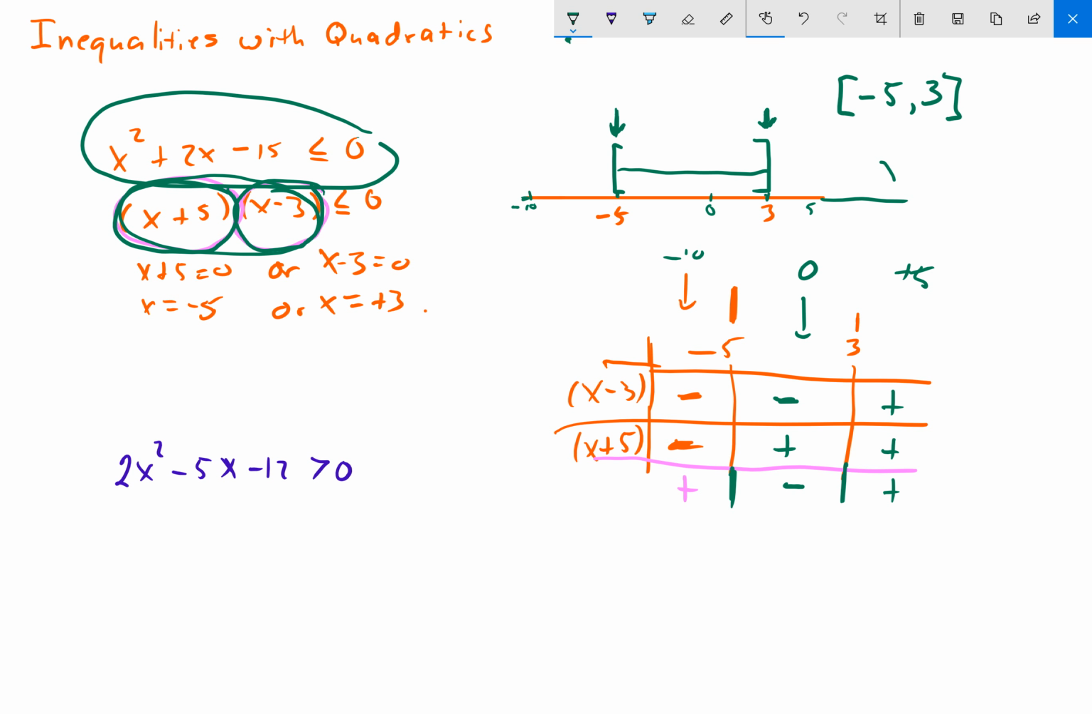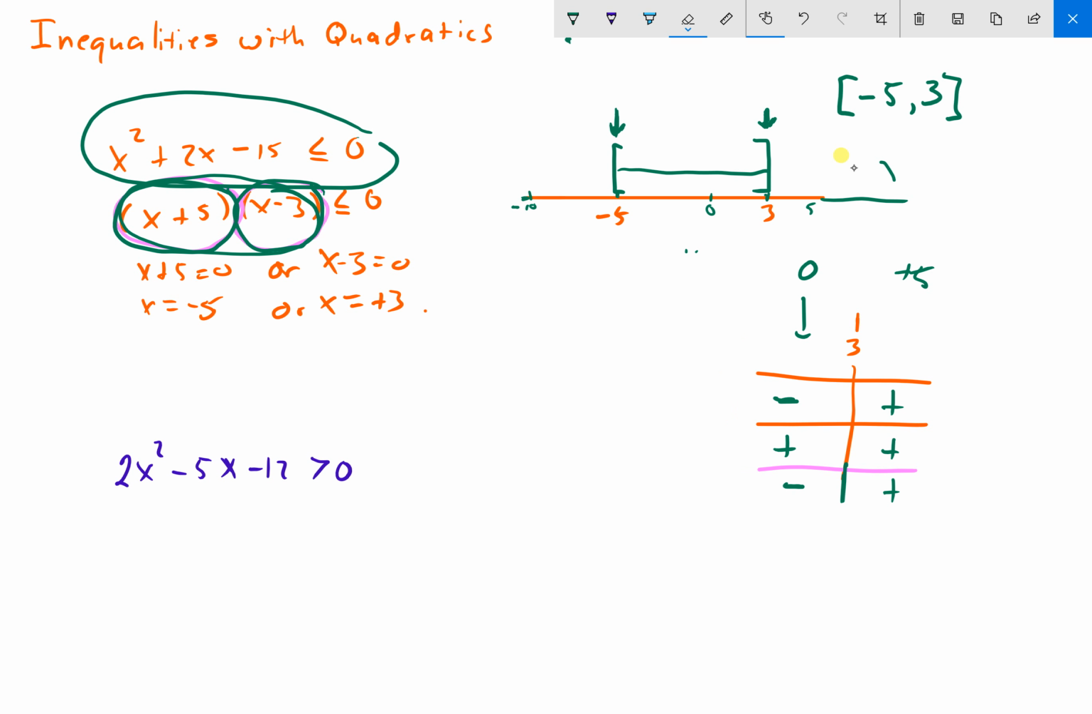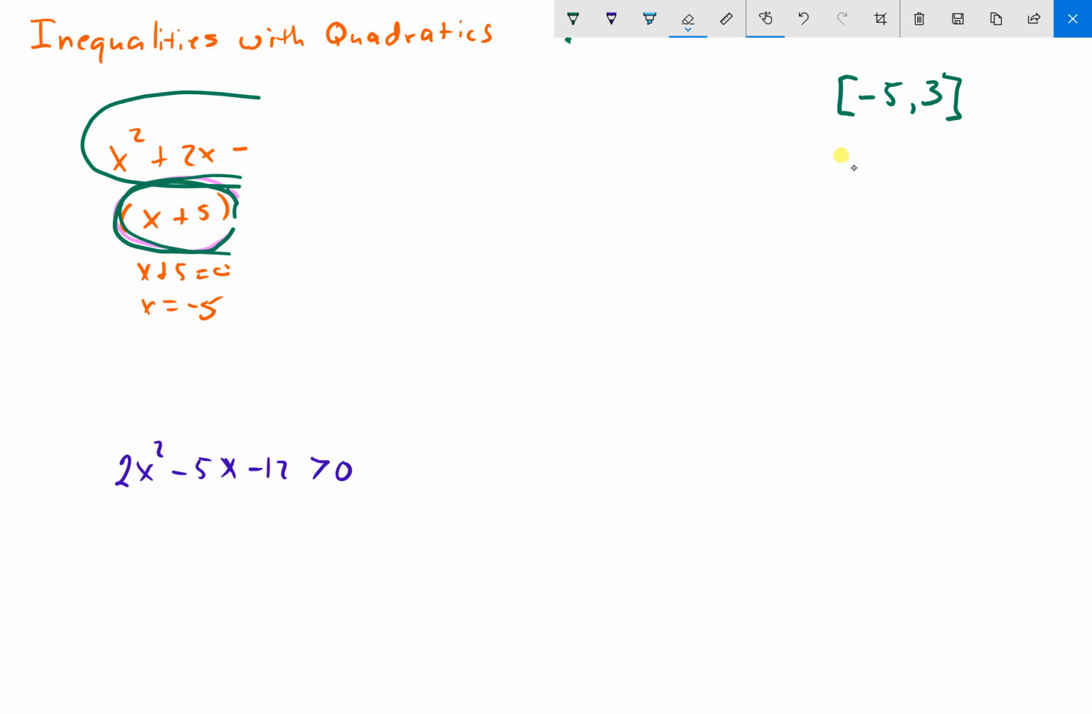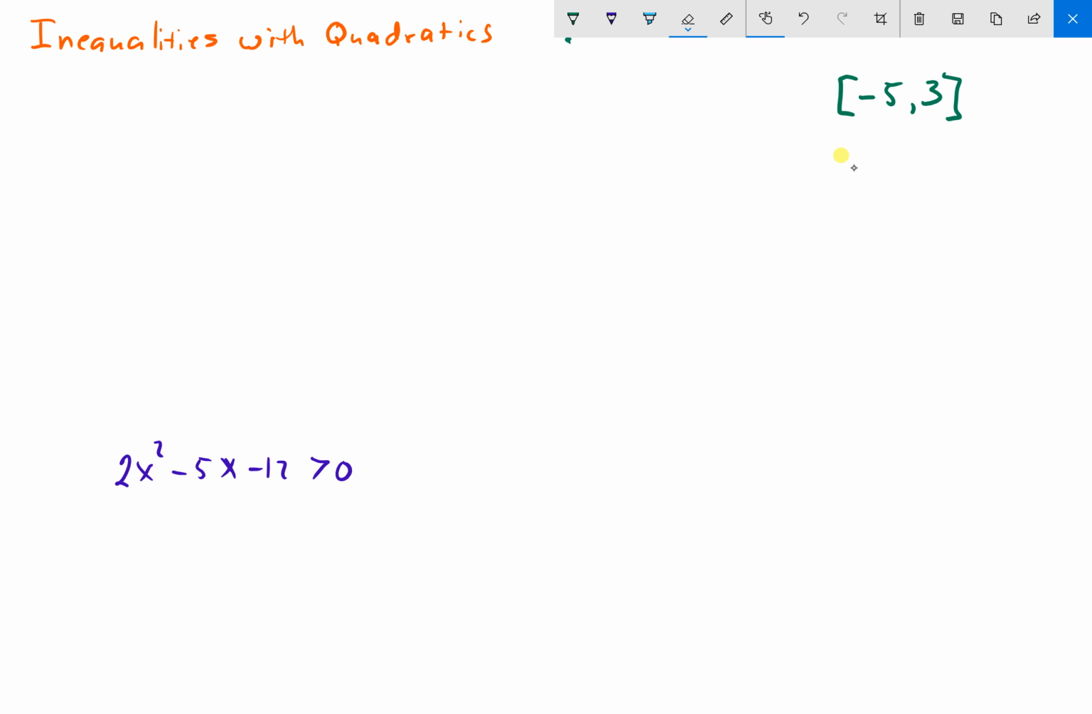All right, I'm going to do one more. So I'm going to erase all of this. And I'm going to use another chart. And you're going to see why in a moment.